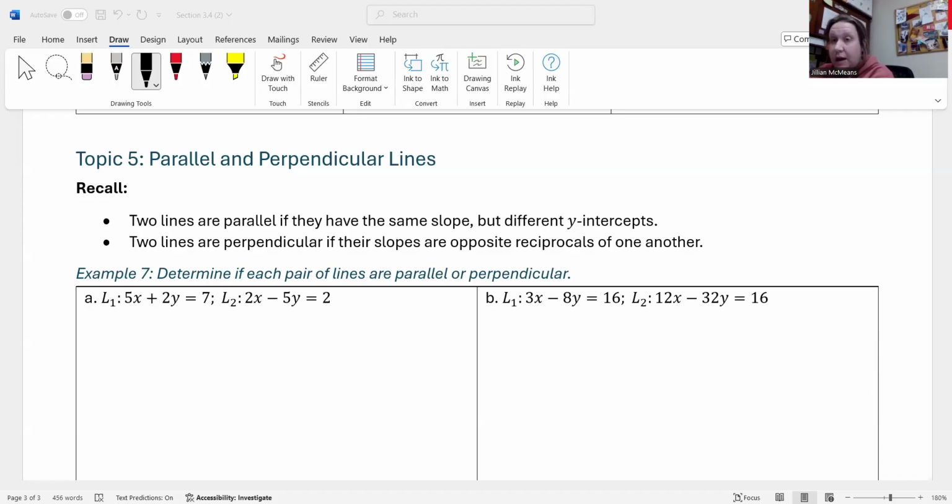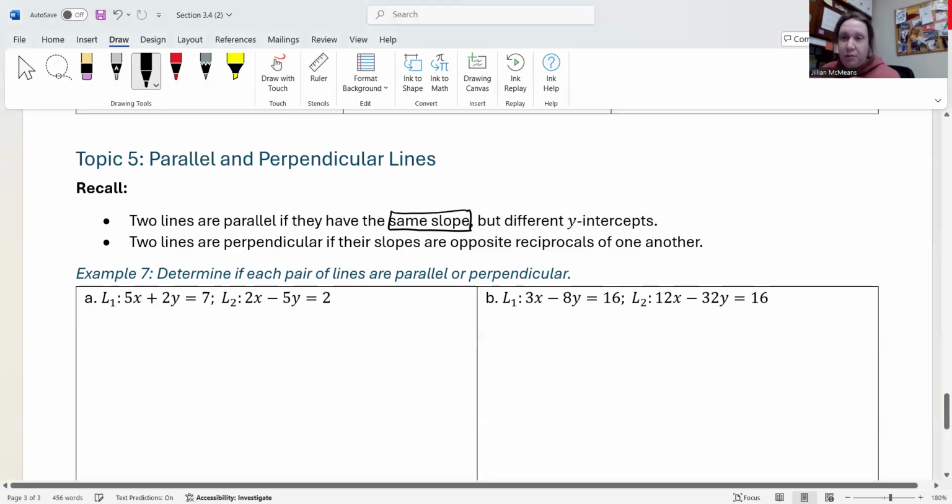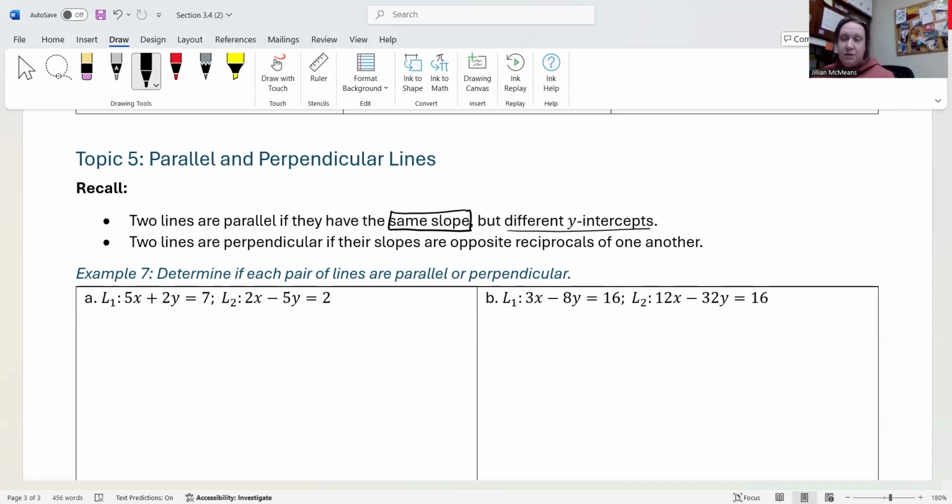But when we're talking about actual lines, for parallel lines there's an extra little piece to it that we haven't mentioned yet. So yes, two lines are parallel if they have the same slope, but there's an extra piece of information that you must know. They have to have different y-intercepts. If two lines have the same slope and the same y-intercept, they're just the same line, okay? So in order to be two unique, distinct parallel lines, you have to have the same slope and different y-intercepts.